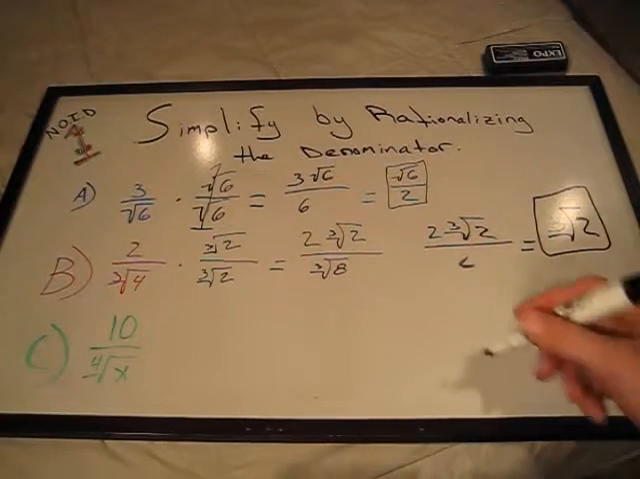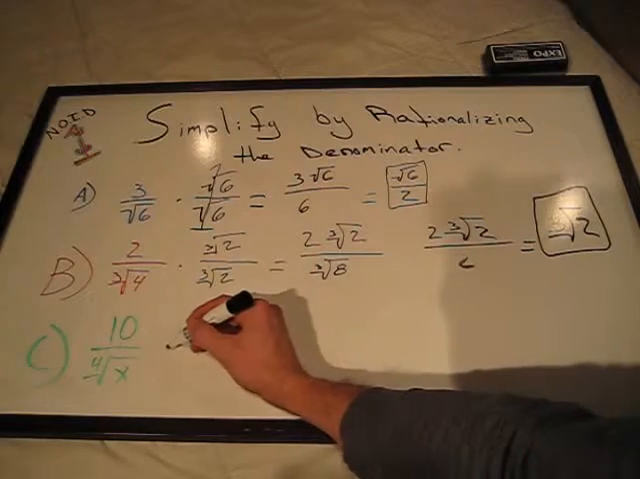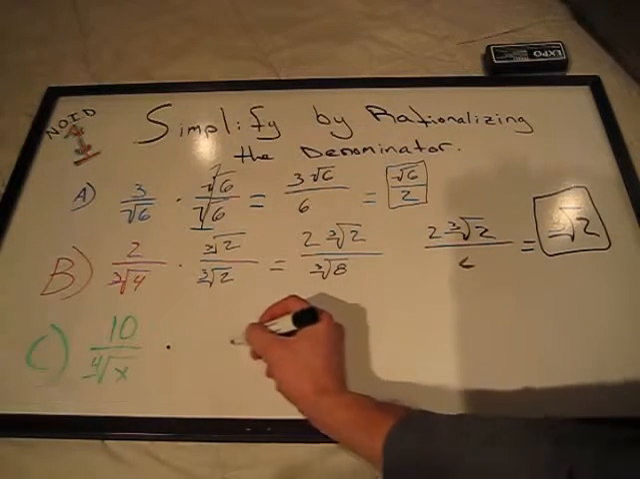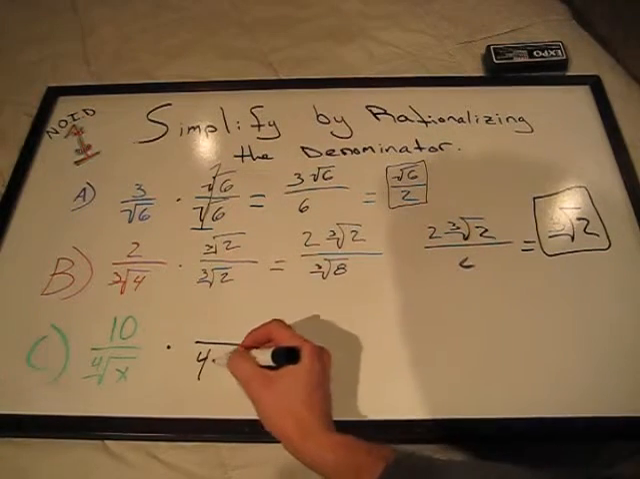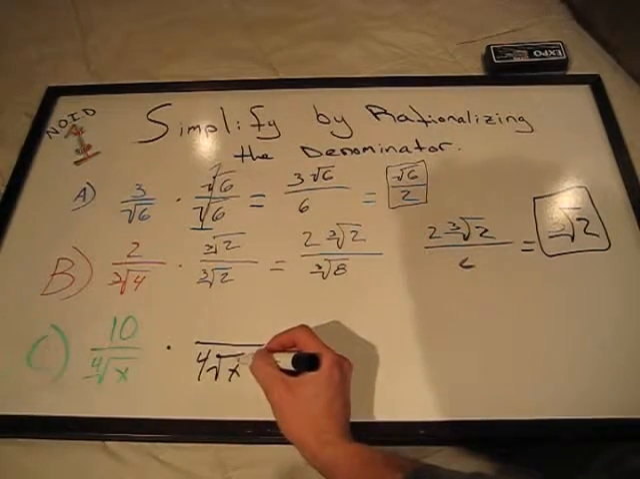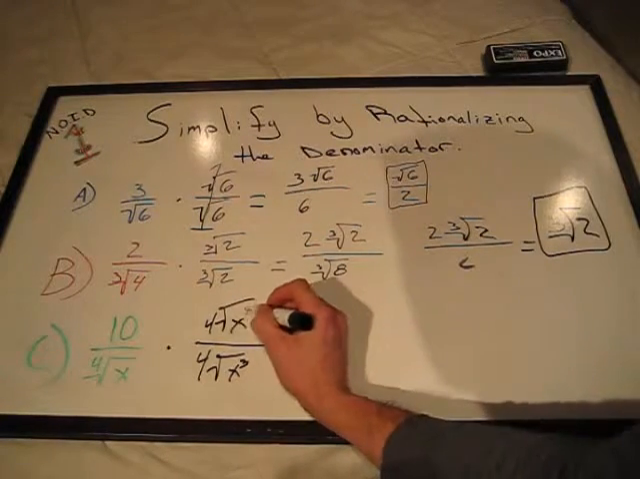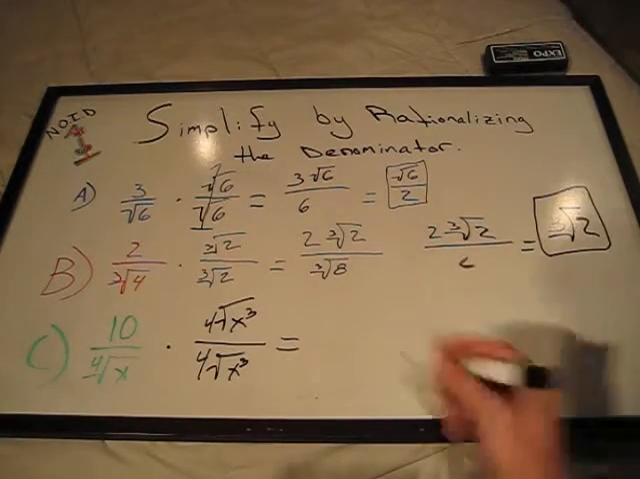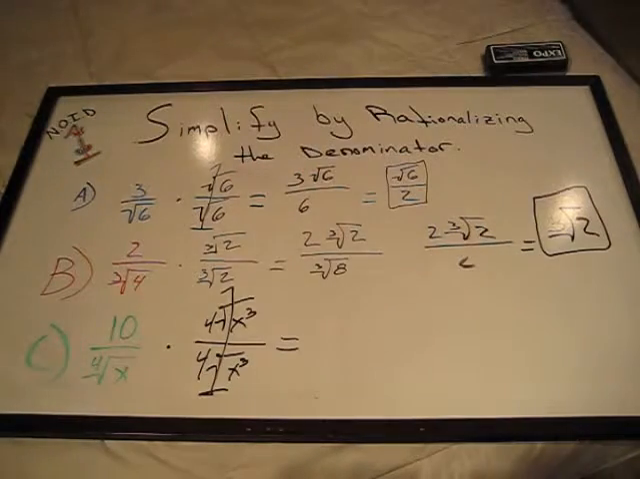For C, we're going to be looking for a fourth root, and we're going to multiply by a number that equals 1. So in this case, we're going to multiply by the fourth root of x to the third over the fourth root of x to the third, which is actually a number 1 in disguise, or noid.